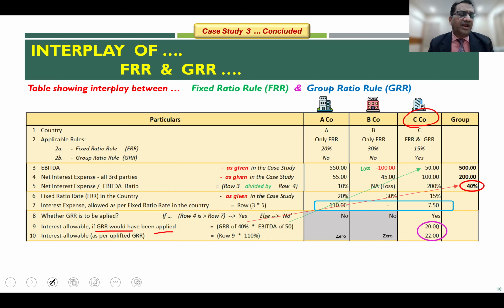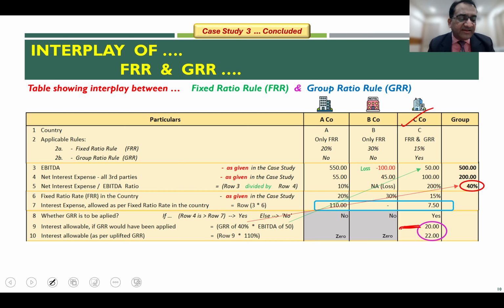What interest would have been deducted? We have seen 40% is your ratio, group ratio. 40% of the EBITDA of 50. So 40% of 50 EBITDA is 20. So if GRR is applied, CECO should get an interest tax deduction of 20.